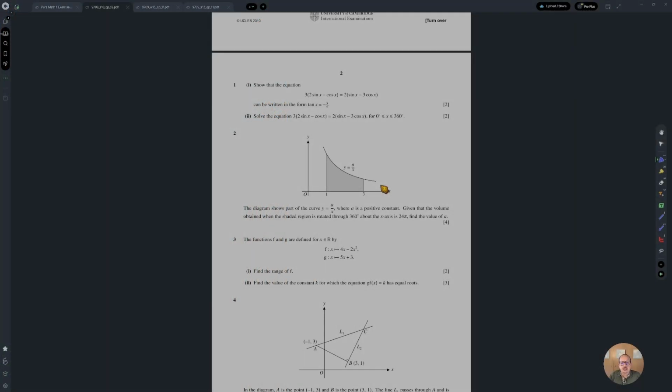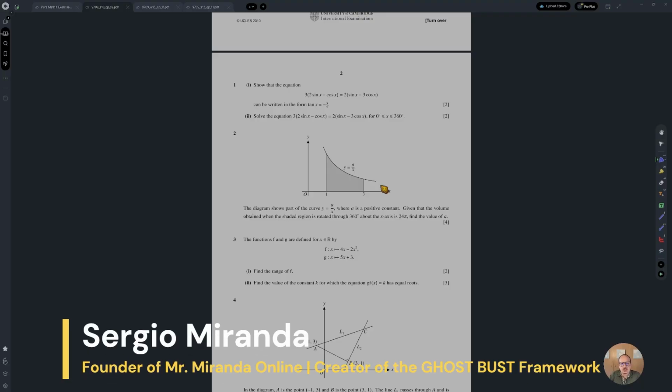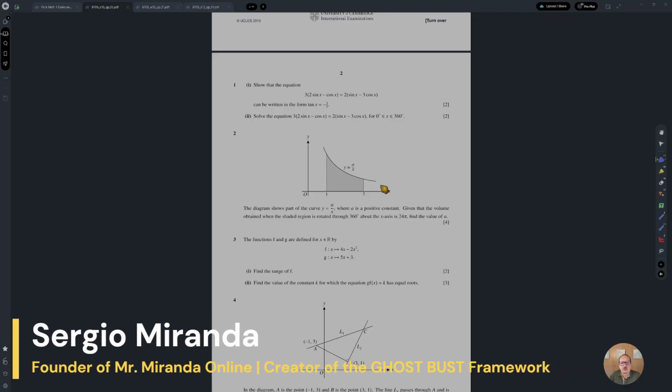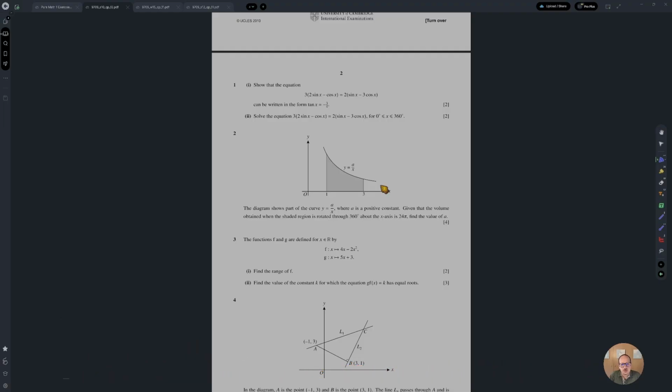Let's take a look at some exam questions that regard the calculation of volumes using integrals. The first one is this one, from June 2010, paper 12, component 12, and question 2 over here, just for points.